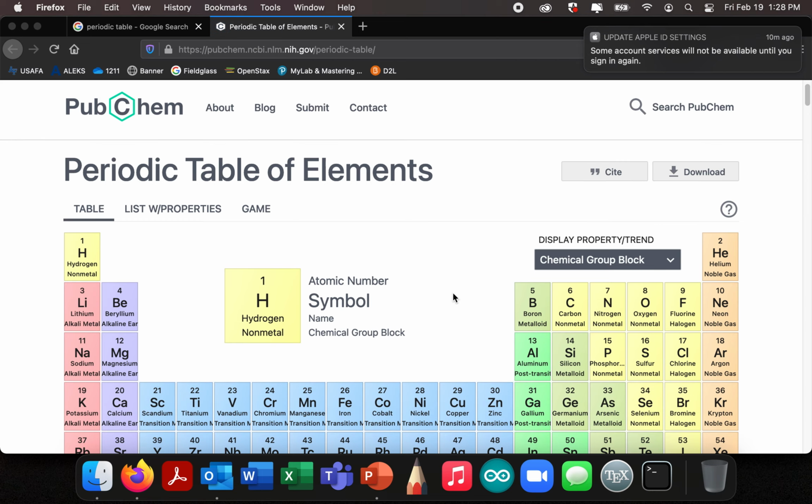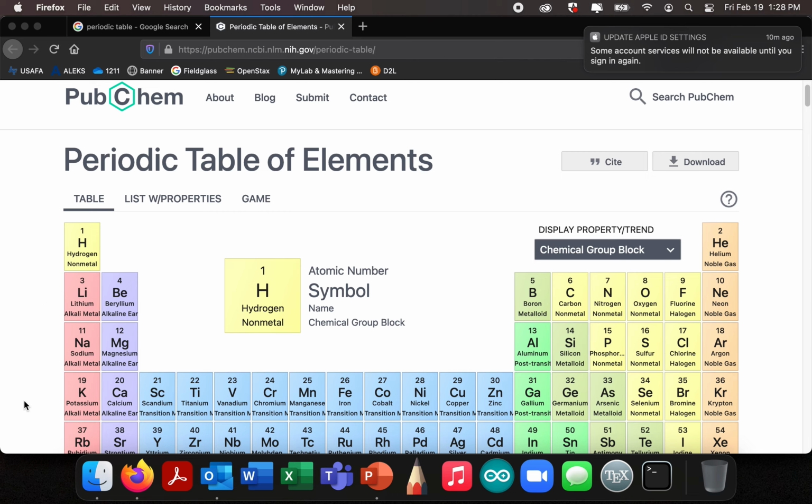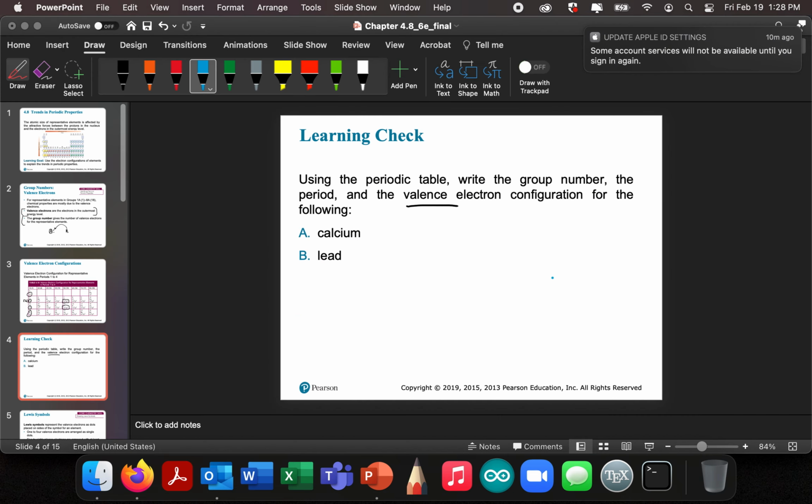All right, so here's our periodic table. And calcium was the first one, and I can see it's in the 4th period. It's in the S block of the 4th period, so it's going to end with 4s2, right? So calcium's valence configuration is 4s2. The group number is 2, group 2, and the period is 4, right? And so it's going to be 4s2.